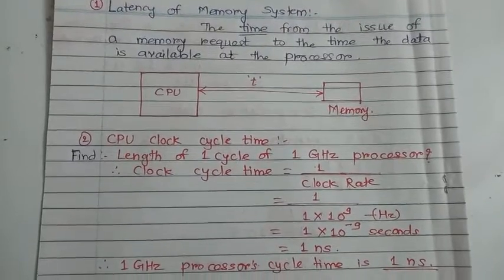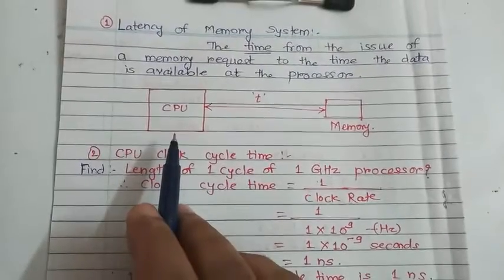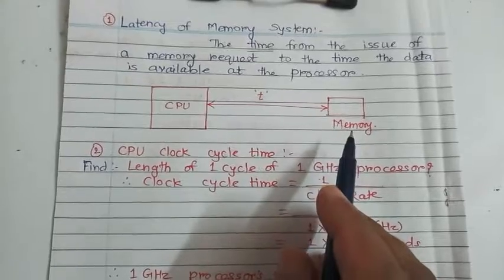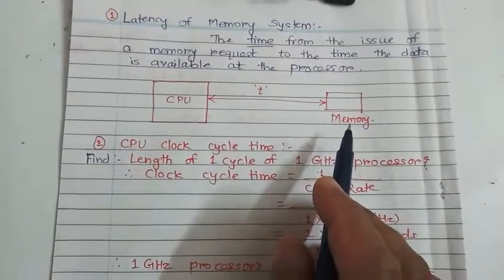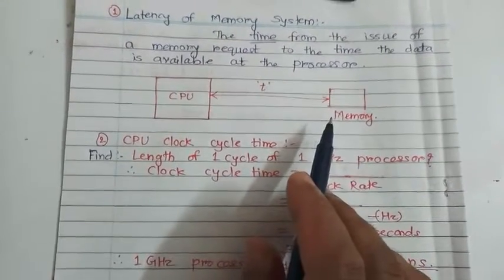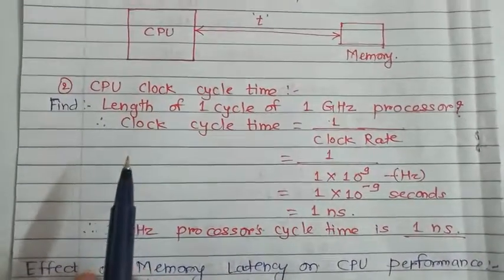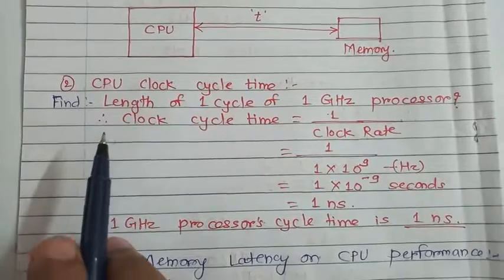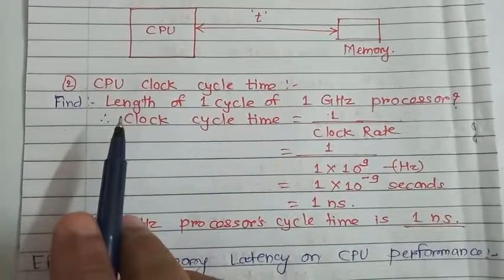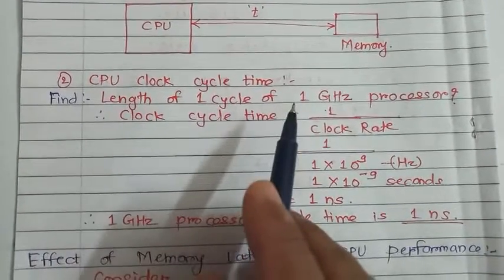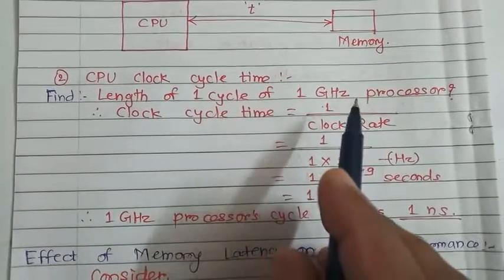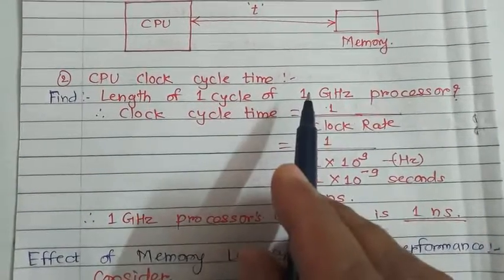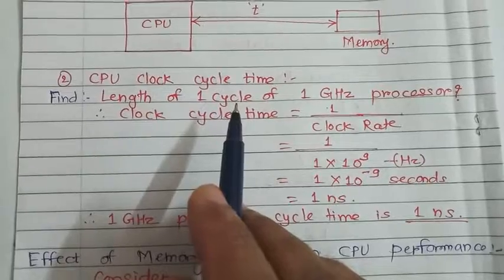One thing should be noted: the CPU is much faster than the memory. So we have to check how much faster the CPU is than the memory. Before going forward, we will see what CPU clock cycle time means. We want to find the length of one cycle of a CPU of 1 gigahertz. So the processor is of 1 gigahertz, and we have to find the cycle time.